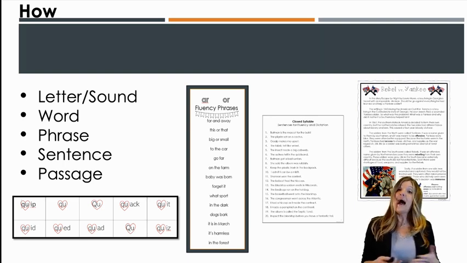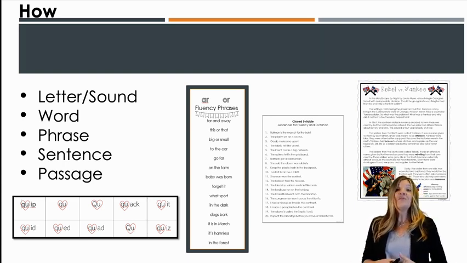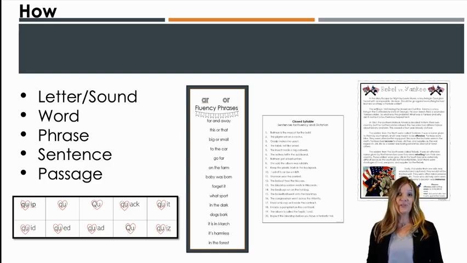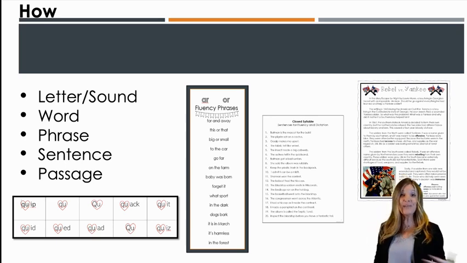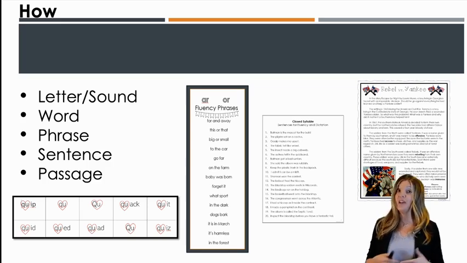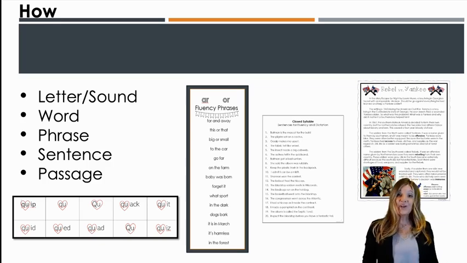So let's talk about how we teach fluency. For years, we would just give students passages, and we would have them read passages, and we would give a score of accuracy and fluency for that passage. The problem is that accuracy and fluency actually need to start way before the passage level. We need to make sure that students are accurate and fluent at the sound level, at the word level, at the phrase level, and at the sentence level before we give them those passages.